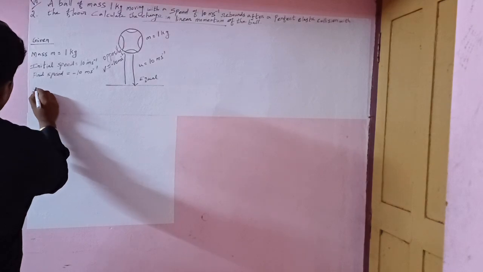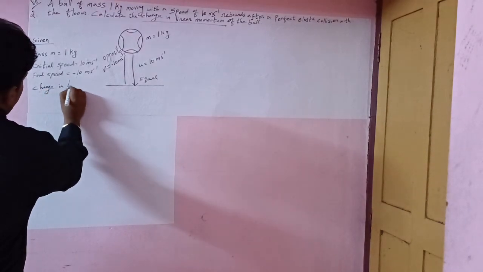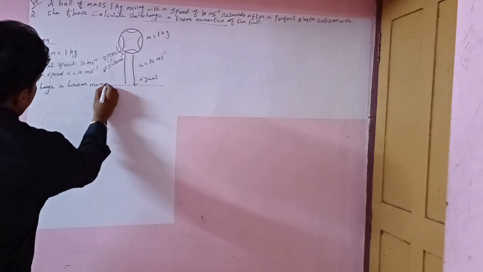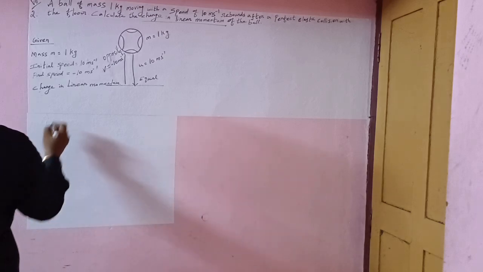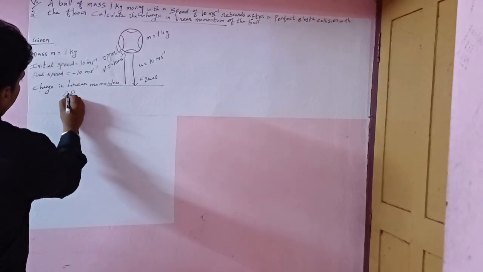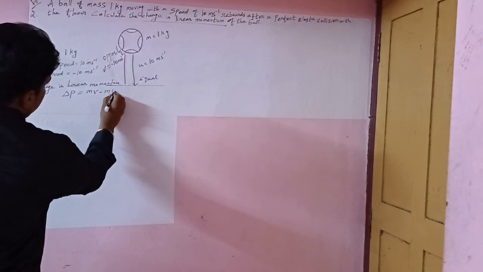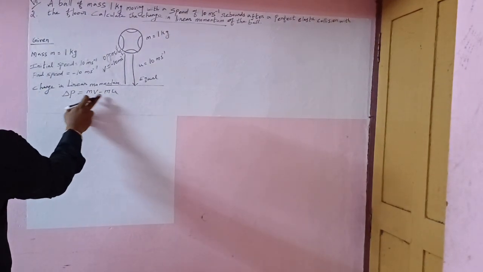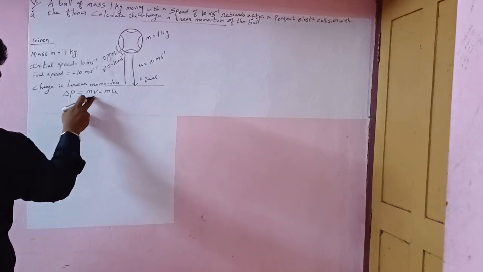What is the change in linear momentum? Change in linear momentum is represented by the letter delta p. Delta p equals mv minus mu. Here mv is the final momentum and mu is the initial momentum. So first we have to find the value.